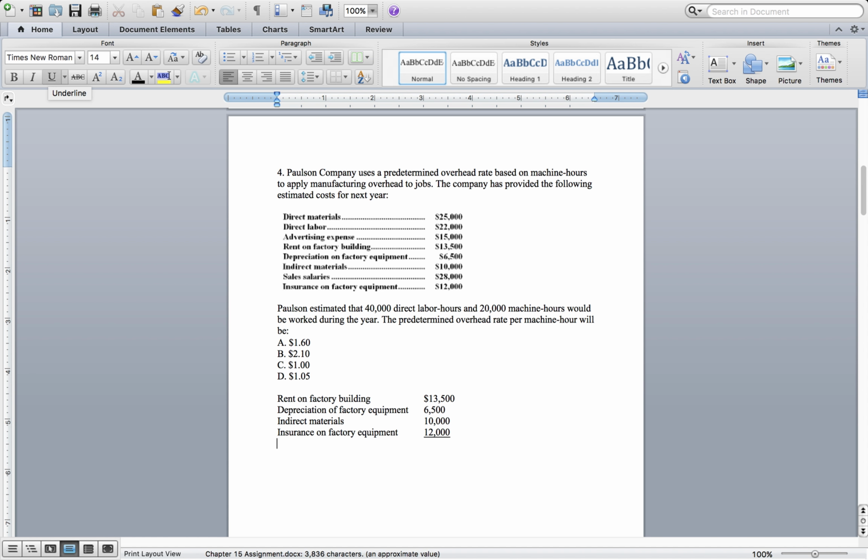Now, when you add these up, your total manufacturing overhead will be $42,000. Okay, again, now we're able to calculate the predetermined overhead rate. Okay, to get that, take the $42,000 and divide by the 20,000 machine hours. Now, when you do that, that'll give you $2.10 per machine hour. That'll be answer B.